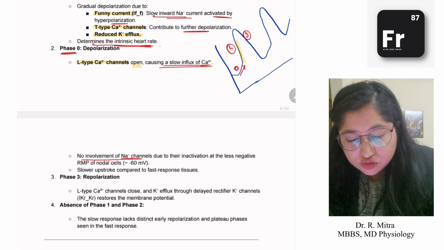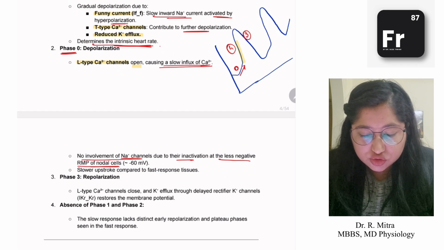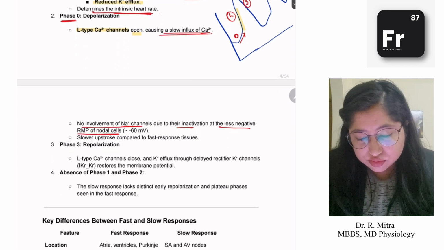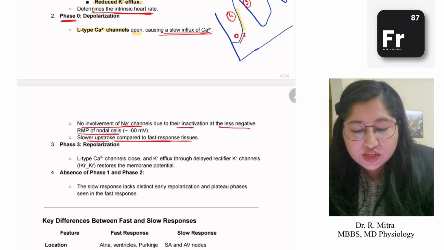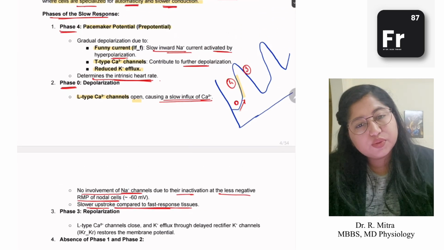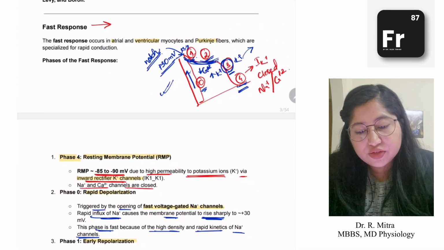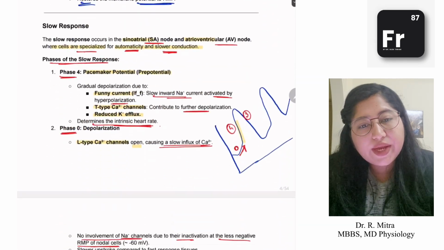There is no involvement of sodium channels due to their inactivation at the less negative resting membrane potential of the nodal cells, the SA nodal or the AV nodal cells. The upstroke is slower compared to the fast response tissues. As you can see, the upstroke here is slower compared to the upstroke of the fast response tissue, which was quite faster.